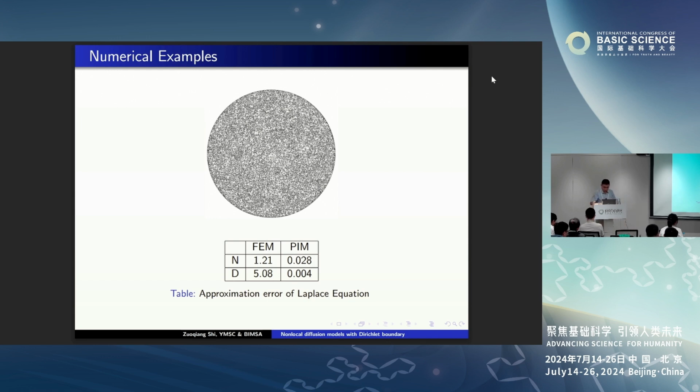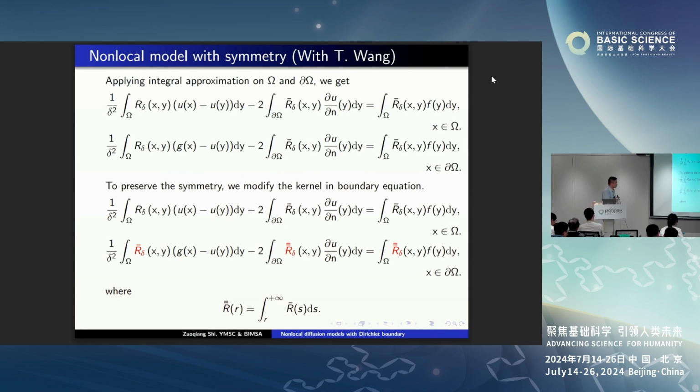Okay. This is another approach to impose the Dirichlet boundary condition. However, theoretically, that approach is not symmetric, because you use a Robin boundary condition to approximate the original Dirichlet boundary condition. The integral equation is not symmetric. Can we get a symmetric nonlocal model? Because the original local model is symmetric, we want to preserve that structure to get a nonlocal model that also has symmetry.